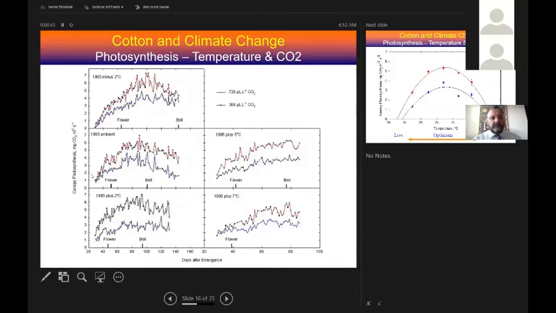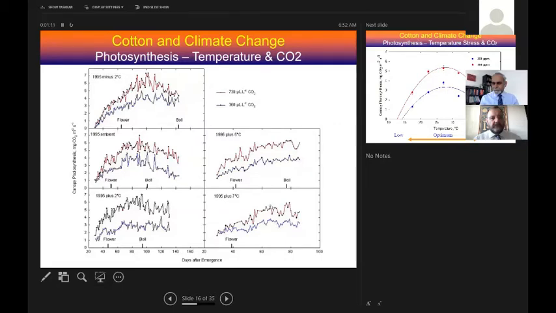1995 ambient conditions, with a 15-minute delay, both diurnally and seasonally for the whole growing season. Here, plants grown at ambient CO2 conditions, 1995 ambient temperature conditions, with elevated CO2 shown with the red line. The upper left is ambient, then minus 2 degrees, plus 2 degrees, plus 5 degrees, plus 7 degrees relative to the ambient temperature condition.